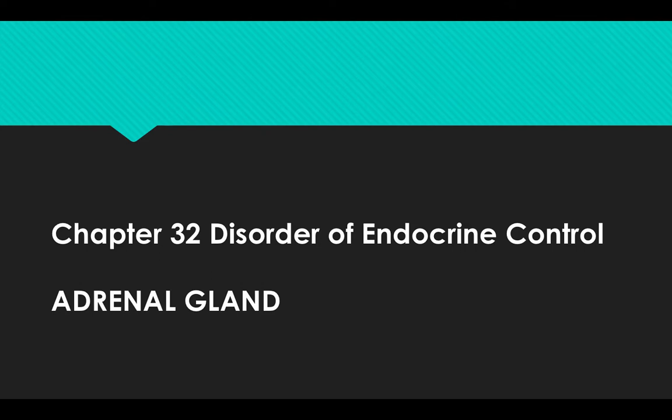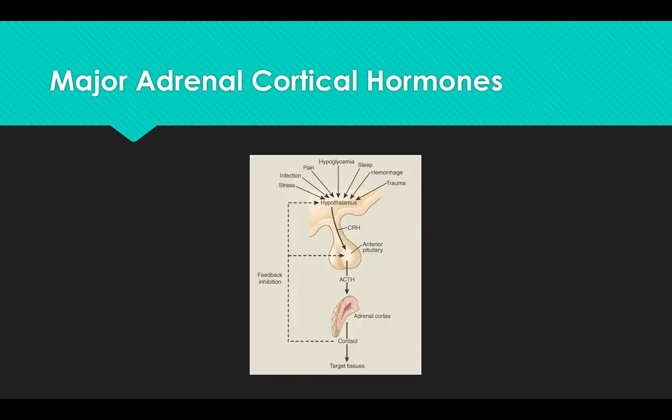Chapter 32, Disorders of Endocrine Control, the Adrenal Gland. So the adrenal glands, which are located on the kidneys, produce about 30-some odd hormones.